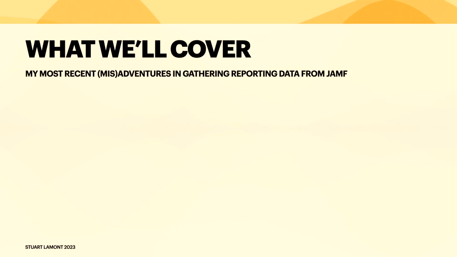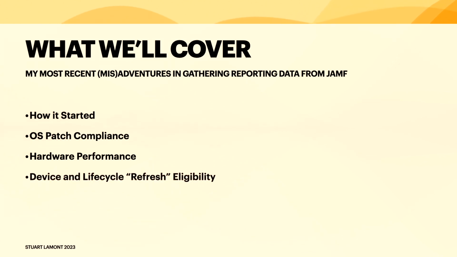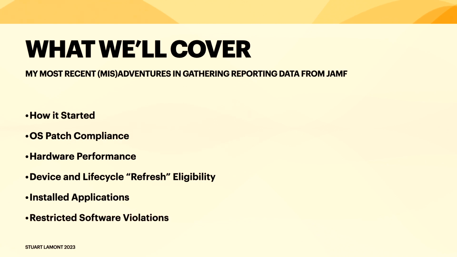So what we're going to cover is really my most recent misadventures in gathering and reporting on data that I pull from Jamf. We'll start with how it started, and you might see some similarities between what Martin was presenting and what I'm showing there. We'll also talk about OS patch compliance state. Hardware performance, which is not super relevant to the Jamf aspect, but definitely interesting and produced some really cool learnings as well. Device and lifecycle refresh eligibility, and a bit more about why when we get there. The installed applications and restricted software violations, which is the very definition of weaponizing this data.